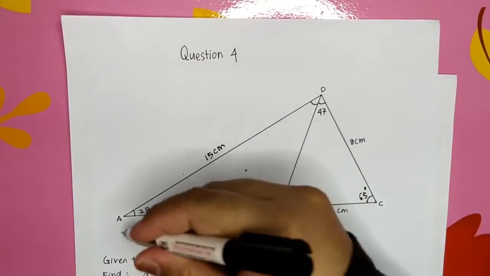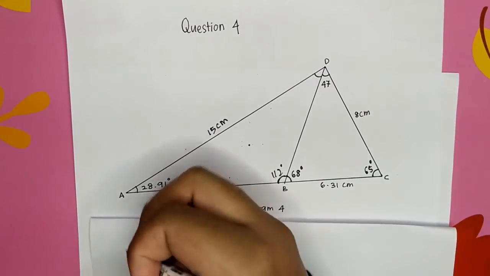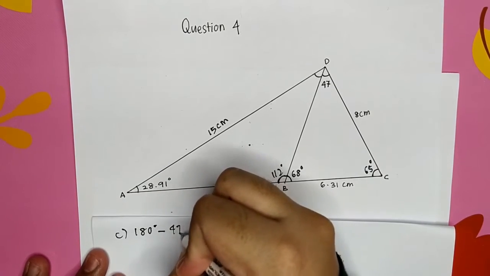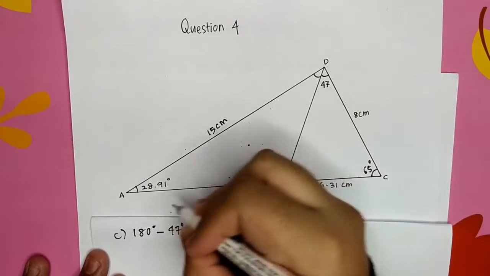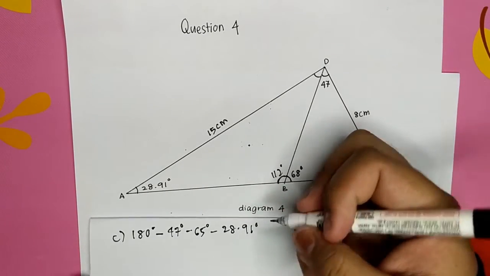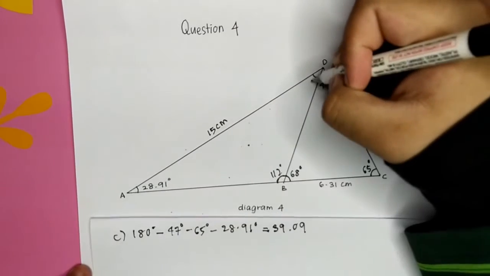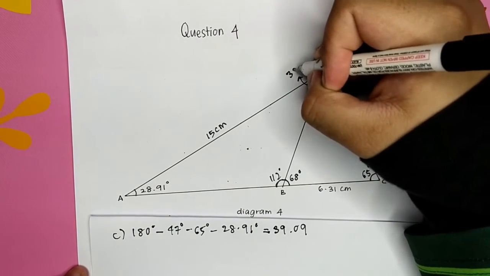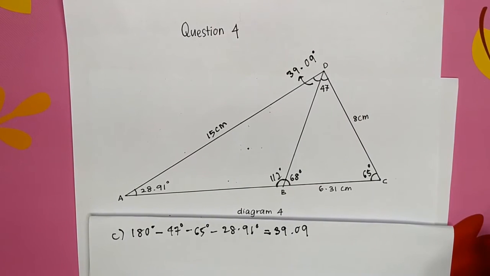Look at the big triangle. So the total angle is 180. So for question C, we need to do 180 minus 47 minus 65 minus 28.91. So we will get 39.09. So we know this angle is 39.09 degrees.